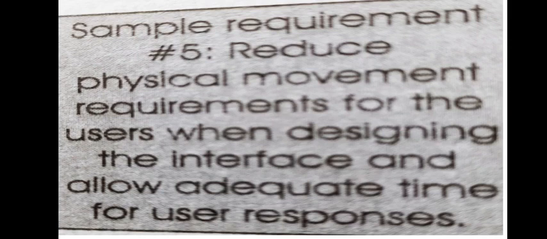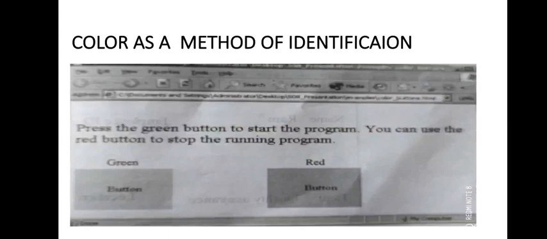There is a lot of material to discuss, so I instruct you all to go in depth and study in detail. You can see some more things here. Color as a method of identification, you can see on this screen. So let us read the text. Press the green button to start the program. You can use the red button to stop the running program.